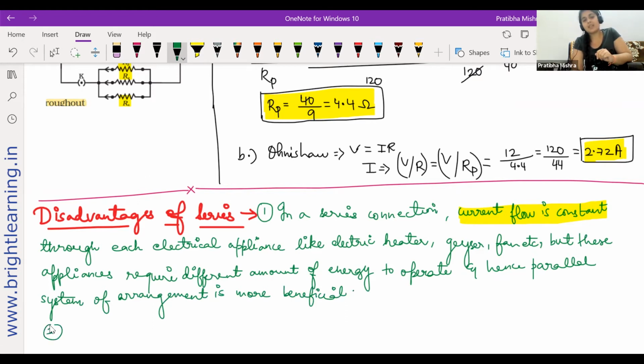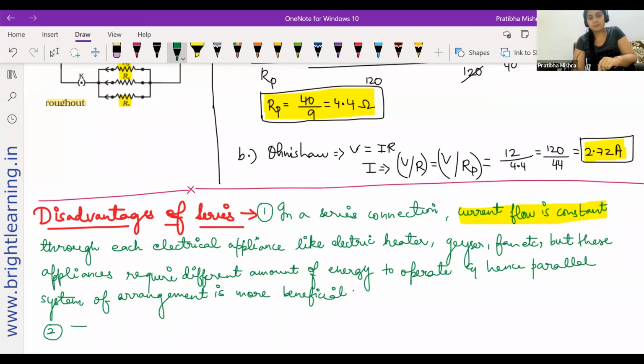What is the next disadvantage? There are two major disadvantages. The second disadvantage is that in a series connection, if one of the appliances, suppose the fan, stops working and is not going to work at all, then what will happen? Then my bulb will also stop working. It will collapse. If one of the electrical appliances fails, the circuit will be broken. That is a very big disadvantage, and it's very harmful.